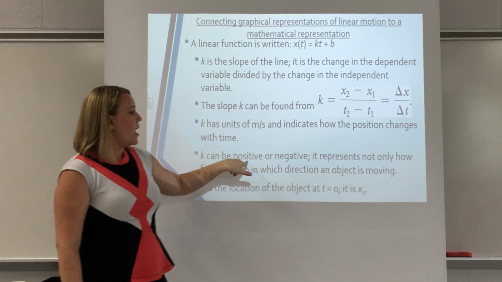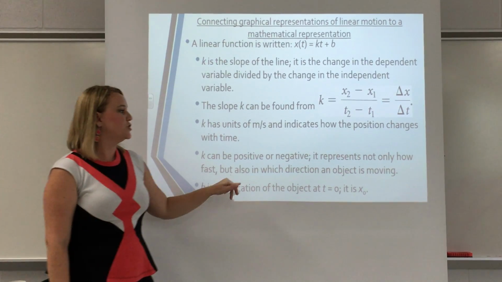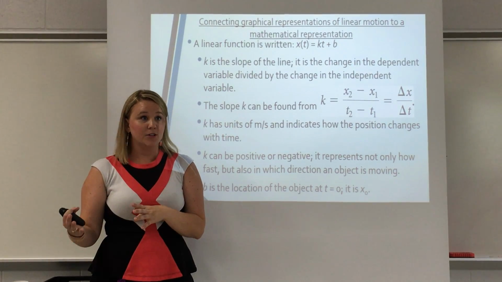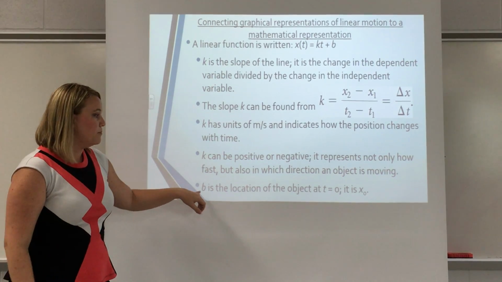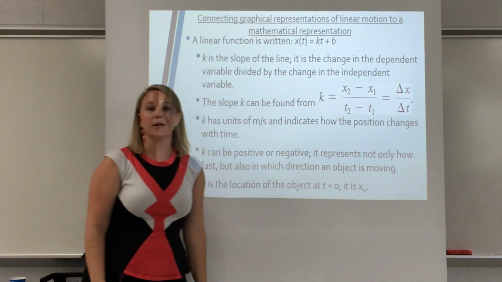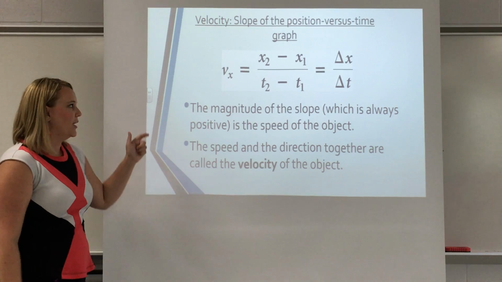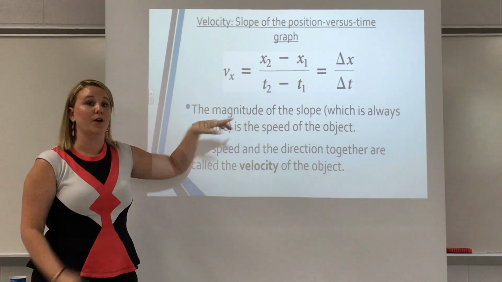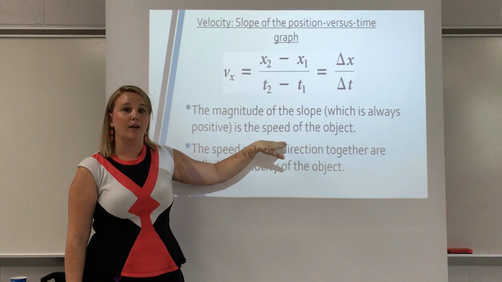The slope can be positive or negative. It represents not only how fast, but also in which direction the object is moving. Remember, positive and negative slope can be positive and negative direction. And b is the location of the object at time equals 0, the initial starting position. So, in case you were wondering, the slope of the line itself, just the magnitude without any direction, is the speed, how fast it's going.